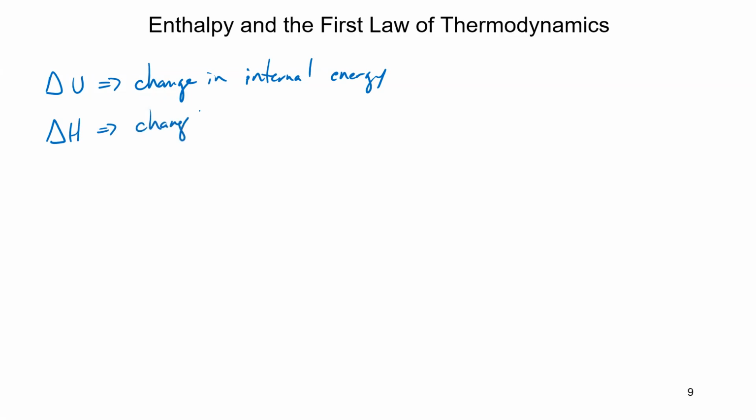So, dealing with enthalpy. Up to now, we've been talking not about enthalpy, but internal energy. And so, again, just so we're all on the same page, delta U is a change in internal energy, delta H is a change in enthalpy. There's not a huge difference between these two. It just depends on how we measure it.